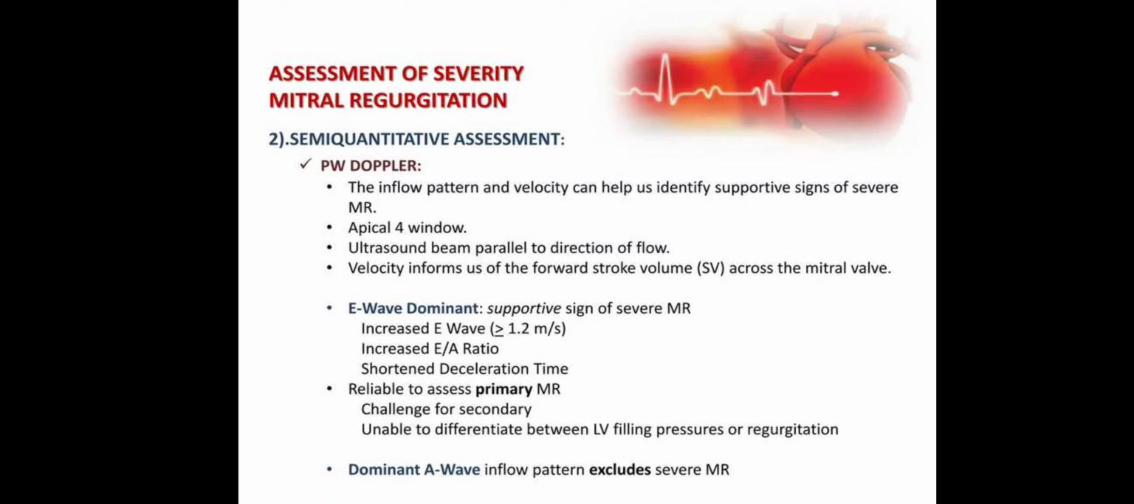The inflow pattern and the velocity can help us identify supportive signs of severe MR. In the apical four-chamber view, the ultrasound beam is parallel to the direction of flow. Velocity informs us of forward stroke volume across the mitral valve. E-wave dominance is a supportive sign of severe MR: the E-wave is increased, greater than 1.2 meters per second, with increased E by A ratio and shortened deceleration time. It is reliable to assess primary MR, but a challenge for secondary MR, as it is unable to differentiate between LV filling pressures or regurgitation. A dominant A wave inflow pattern excludes severe MR.